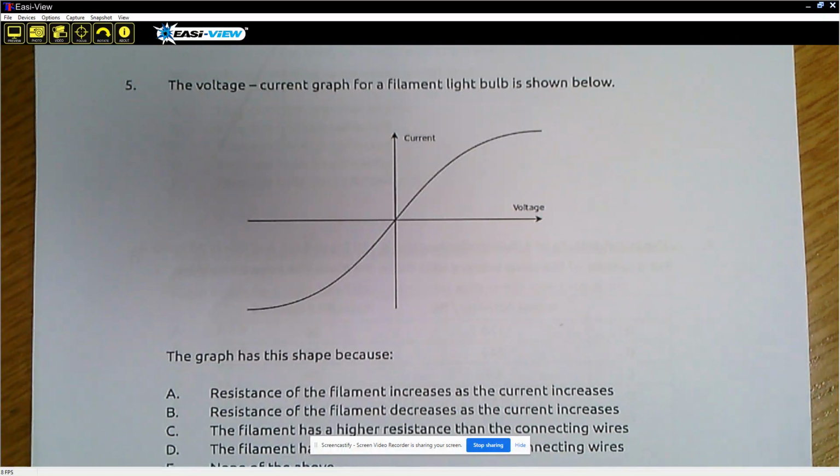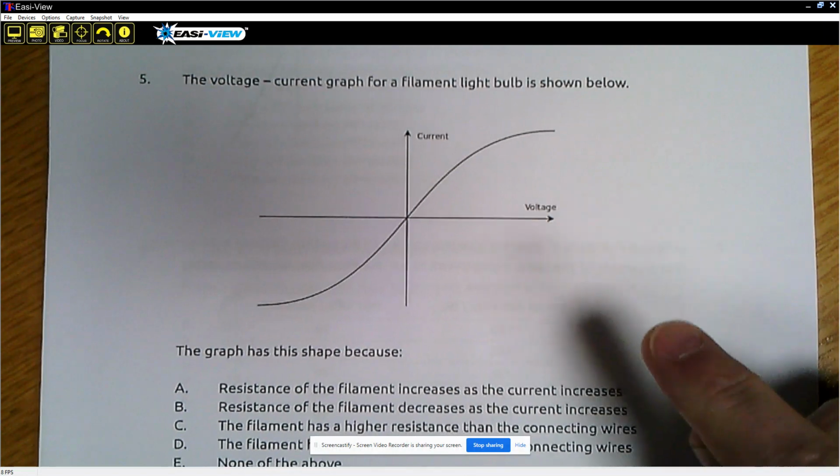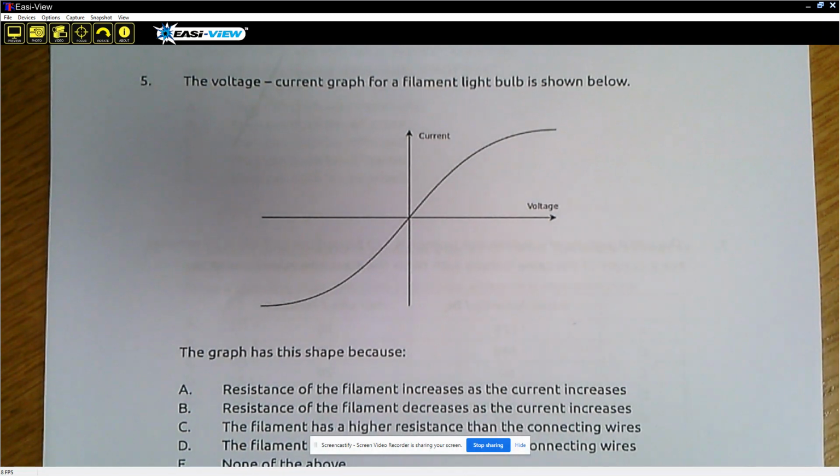So continuing the 2014 physics challenge work through. So we're on to question 5. It's the voltage current graph for a filament light bulb, shown below.